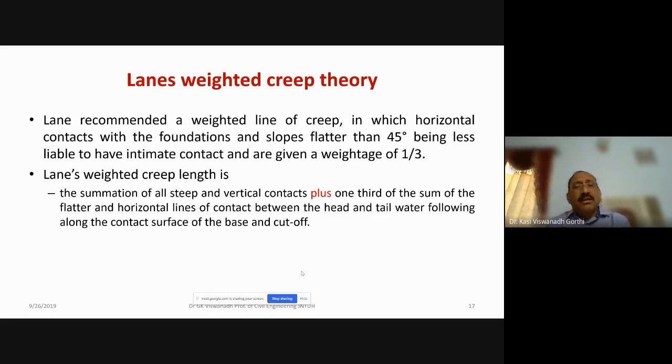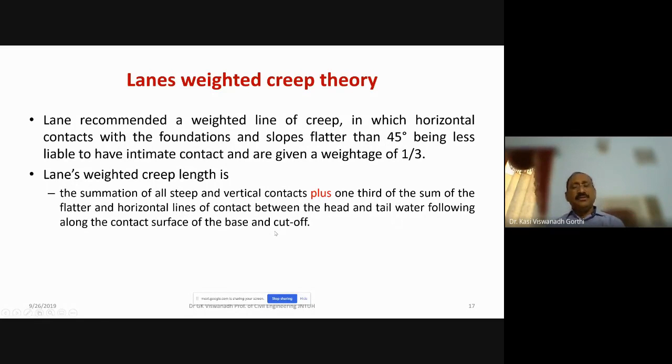To arrive at the length of the creep with respect to the horizontal contact and the vertical contact, where a contact flatter than 45 degrees is less liable to have intimate contact, is the main proposal by Lane. Lane's weighted creep length is the sum of all the steep and vertical contacts plus 1/3 of the sum of the flatter and horizontal lines between the head and the tailwater, following along the length of the contact surface of the base and the cutoff.